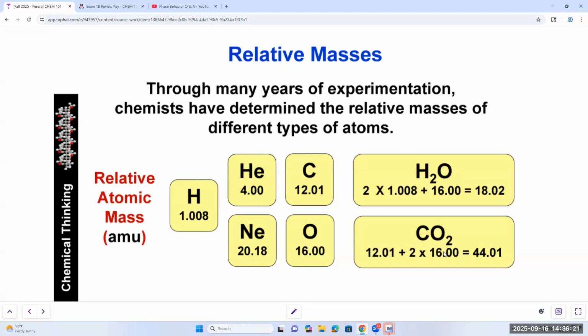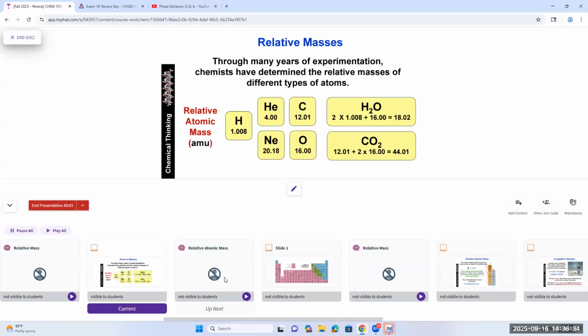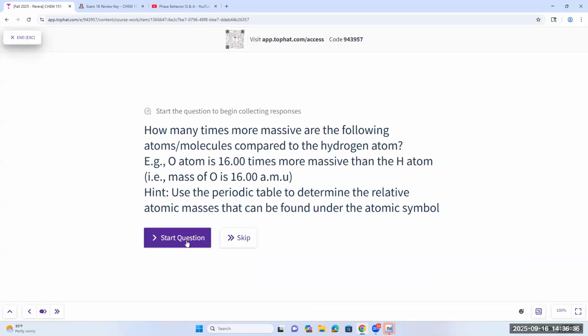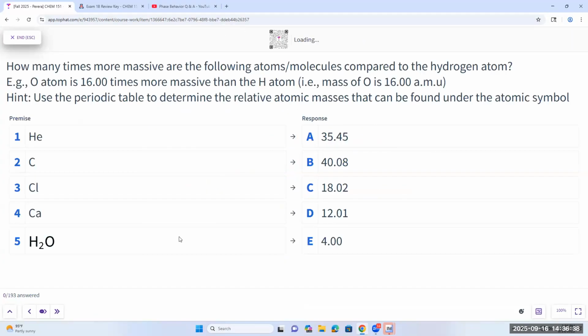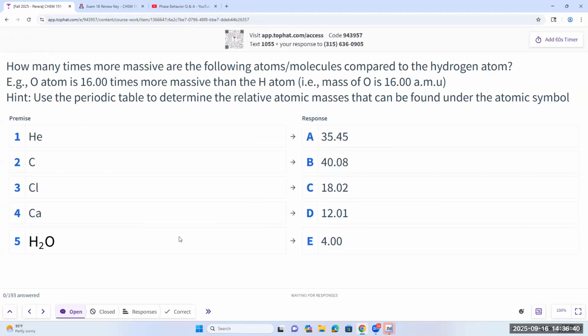This way, we can determine the relative mass of any particle that is given to you if we know the composition. All right, now let's check this out. This time it's your turn. Here are some substances. I want you to determine the relative masses of these substances. Go ahead.